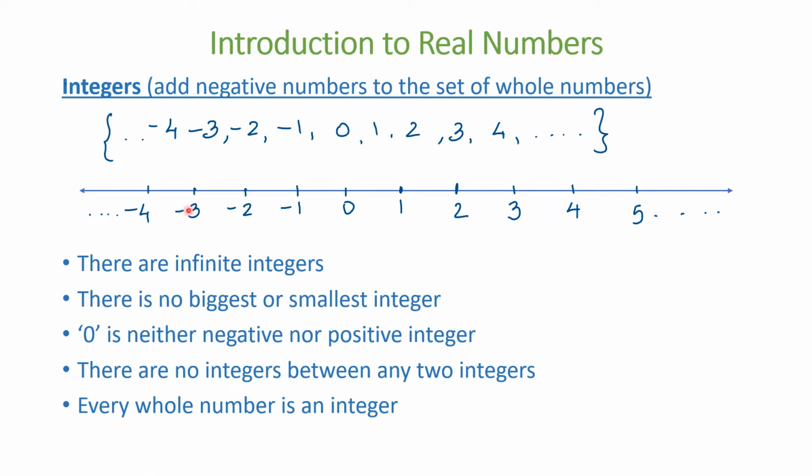Integers. When we add the negative numbers to the set of whole numbers, that is, positive numbers plus 0, we get the integers.